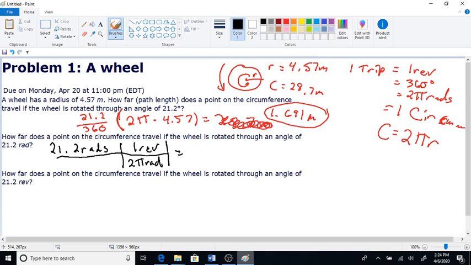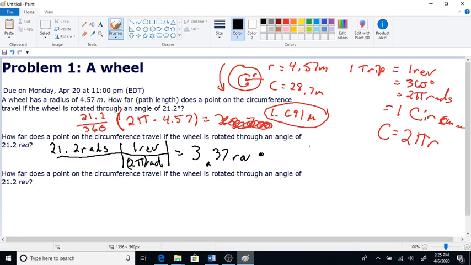21.2 divided by parentheses 2 pi. Please put your 2 pi in parentheses when you divide it. Okay? And we get 3.37 revolutions, or trips around. Please put this in parentheses. That many revolutions, 3.37 revolutions.